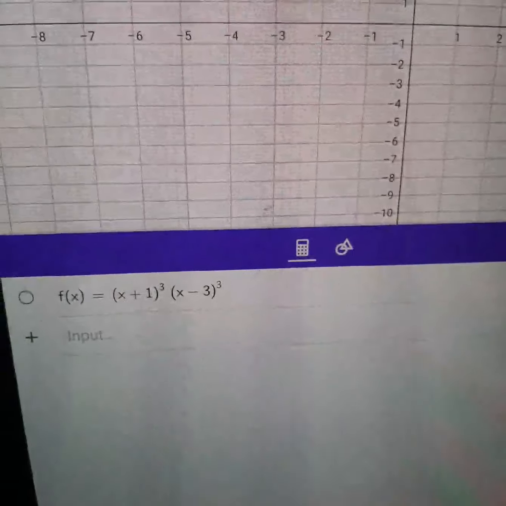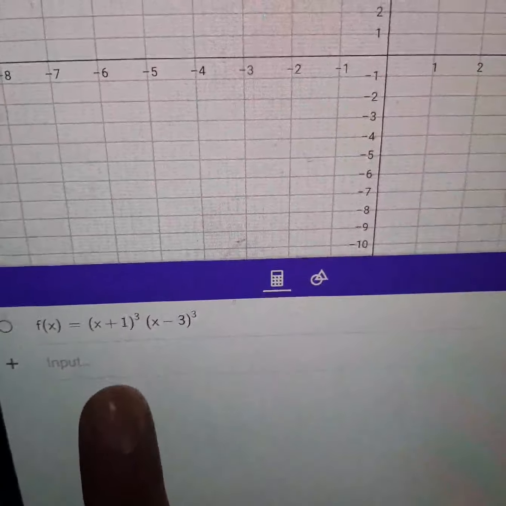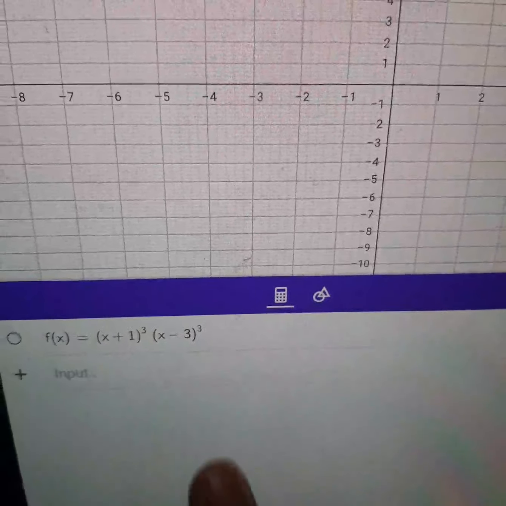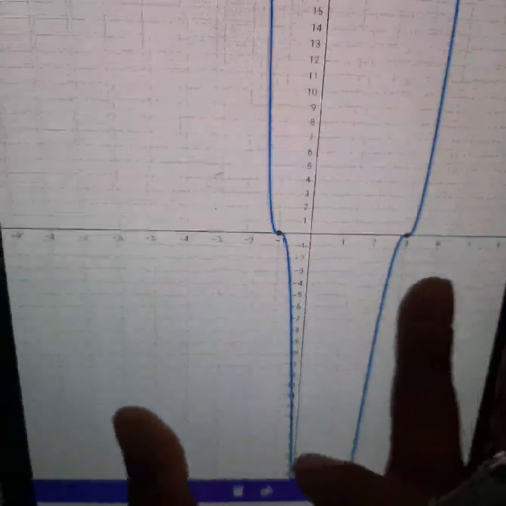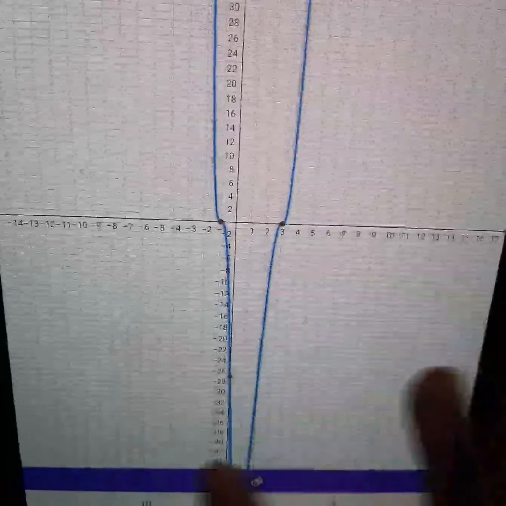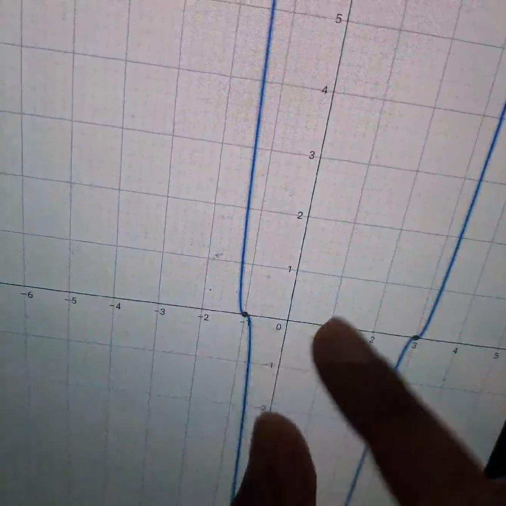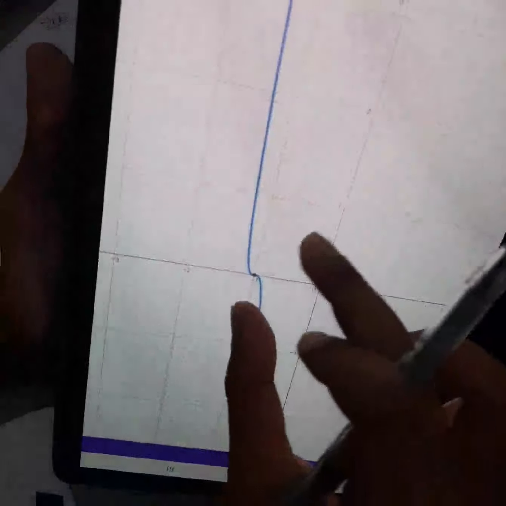So here is the function (x+1)^3 (x-3)^3. This was the function, right? So if I draw the graph, see carefully. If I zoom out this one, can you see? If I zoom this one, this is -1. Here it becomes, obviously I have drawn here neutral. Anyway, it reaches here, -1 will be here.